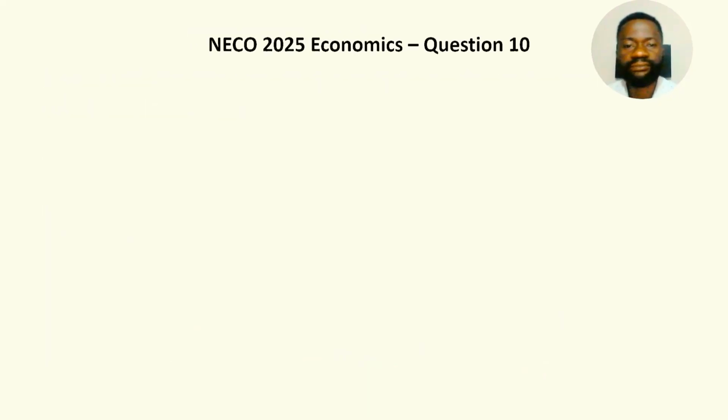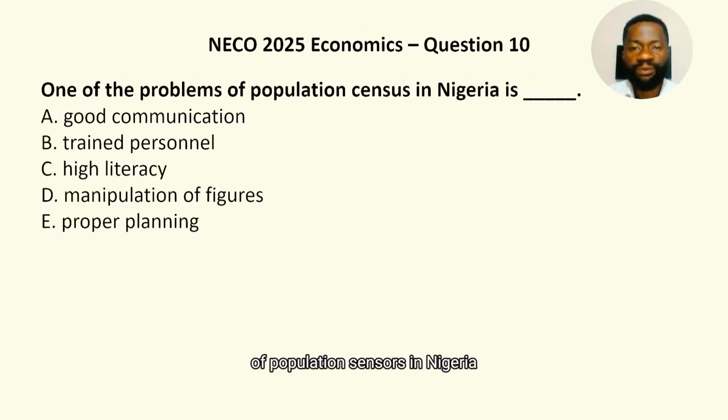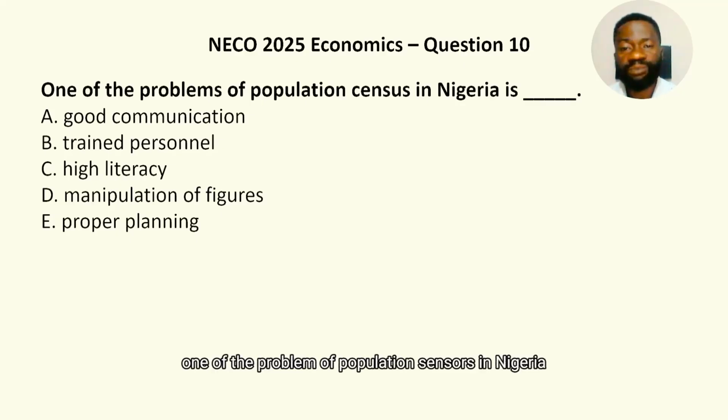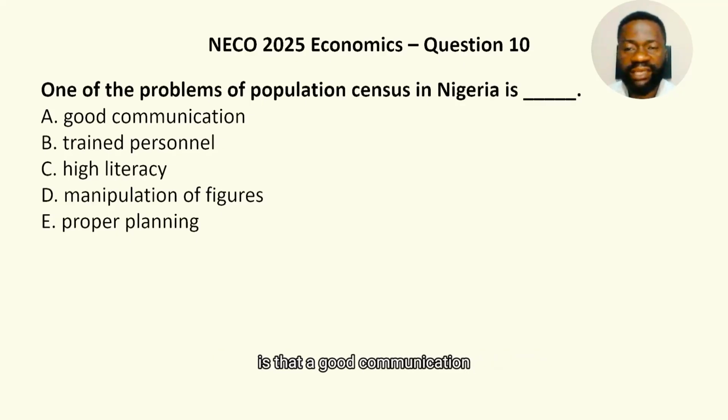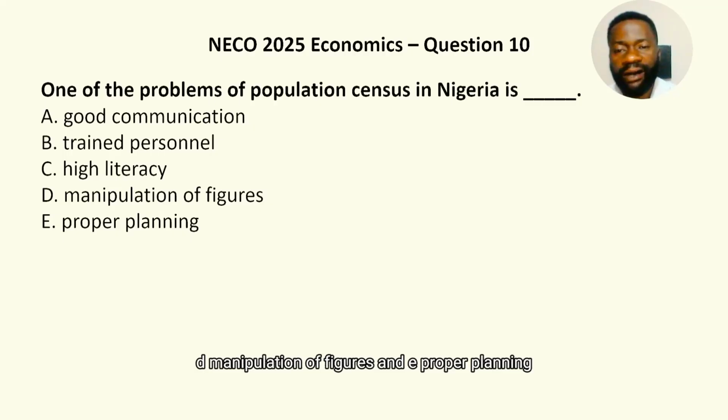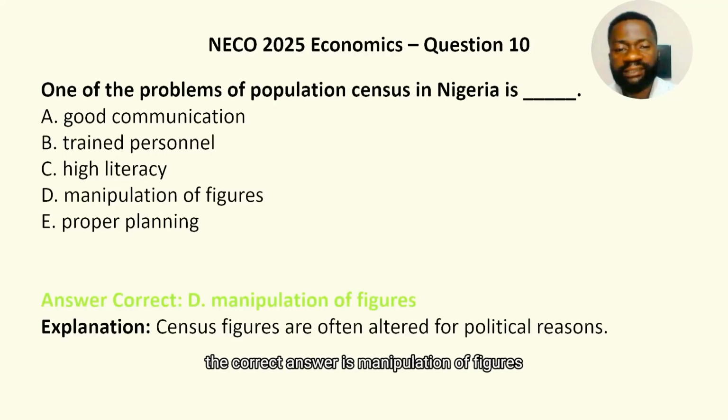Next one. One of the problems of population census in Nigeria is dash. A, good communication. B, trained personnel. C, high literacy. D, manipulation of figures. And E, proper planning. The correct answer is manipulation of figures.